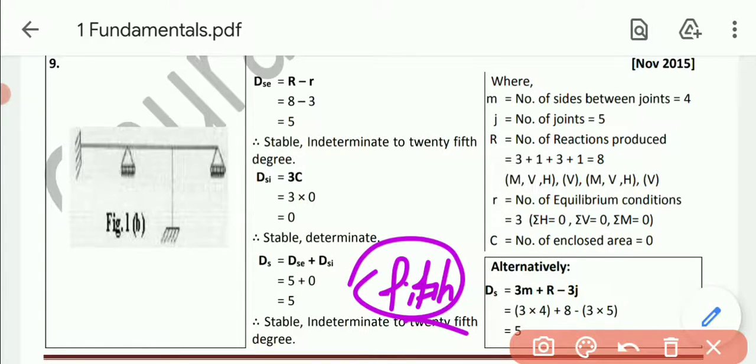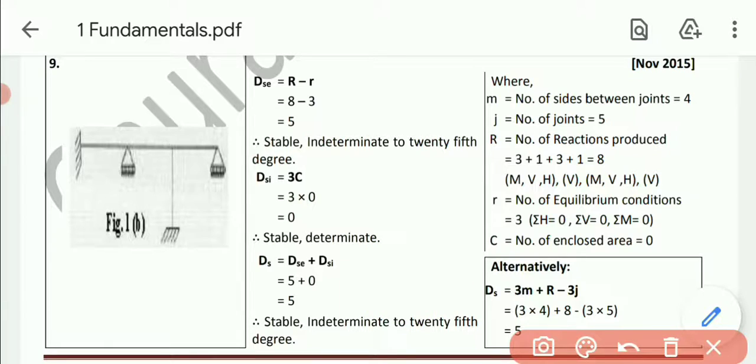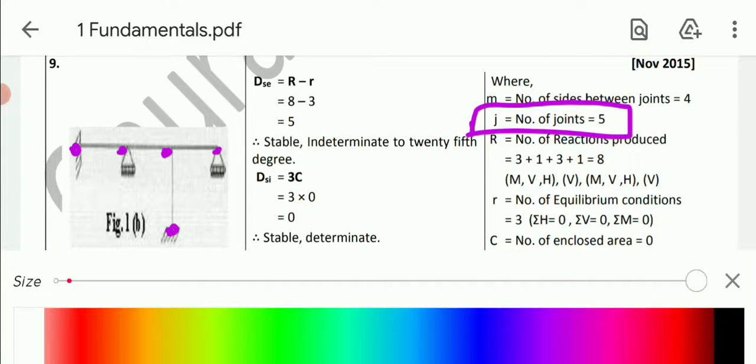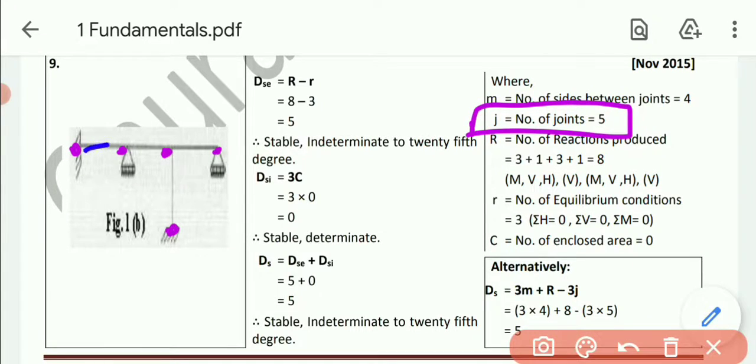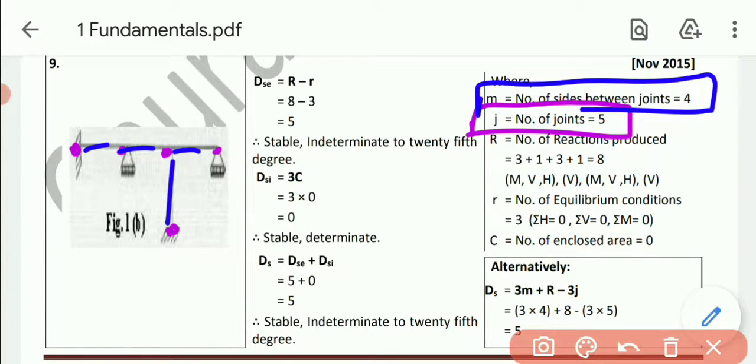Okay. Now for the alternate formula, I will need the values of J and M. First of all J: 1, 2, 3, 4, the number of joints equals 5. Okay, the number of joints is 5. The number of sides between the joints: 1, 2, 3, 4. So the number of sides between the joints equals 4.